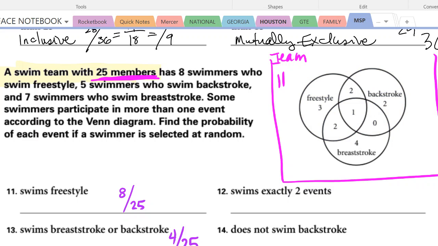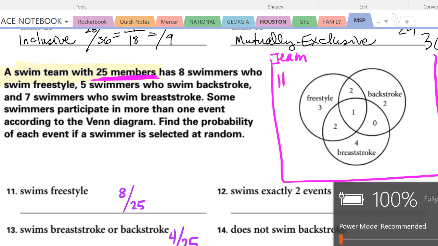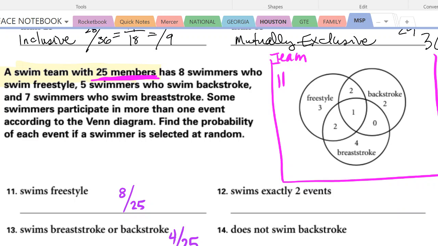Then I'm going back up to number 12, technically I went in a weird order. Swims exactly 2 events. Oh, actually, hold on. 4 out of 25, we've already talked about that. I just put it in the wrong place. Swims breaststroke or backstroke. Here's breaststroke, and this is everyone who swims breaststroke. You can choose any of those people, or you can choose anyone who swims backstroke. So the or means it's everybody. That's 2, 3, 4, 5, 6, 7, 8, 9, 10, 11. Still 11. Those are all the ones that swim one or the other. So that's 11 out of 25.